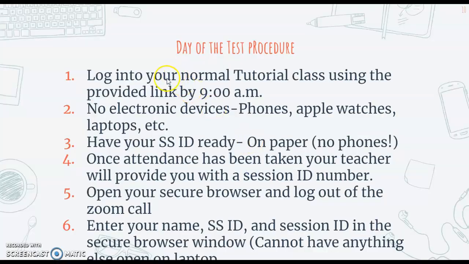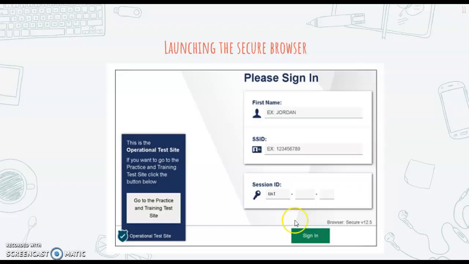On the day of the test, you're going to have to, again, log into your normal Zoom call at 9 a.m. Make sure you don't have any electronics at all. You can't have those out. Have a piece of paper with your SSID number written down in case you don't have it memorized. You cannot have phones at all until you're done with the test for the day. Once your teacher takes attendance, they will give you some instructions and to go to the secure browser, drop in your SSID number, and they will give you a test session ID number, and then you can go in and log in and start taking the test.